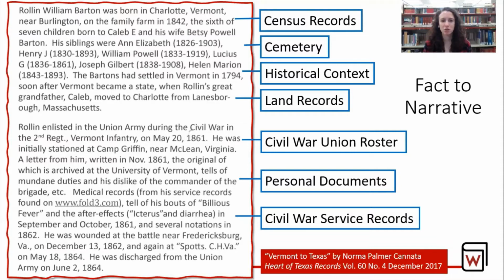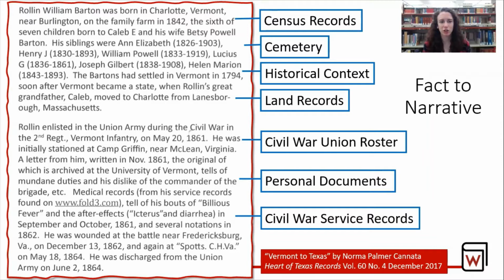And so as we look at just these first two paragraphs of the story, we can see that she pulled information from many of the different records that she had used in her research. So we have information about the family group that she found in the census, birth and death dates for his siblings, which might have been found in cemetery records or obituaries. She also included some information about historical context. So his family settled in Vermont shortly after Vermont had become a state, and that's an interesting part of their story. She also pulled information from land records.